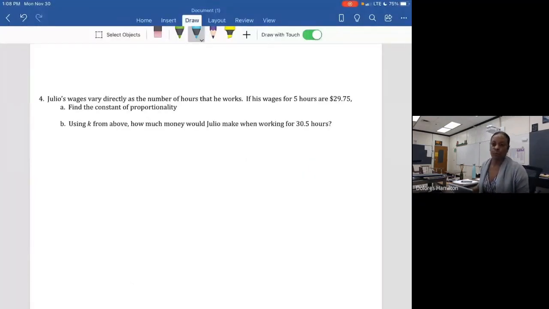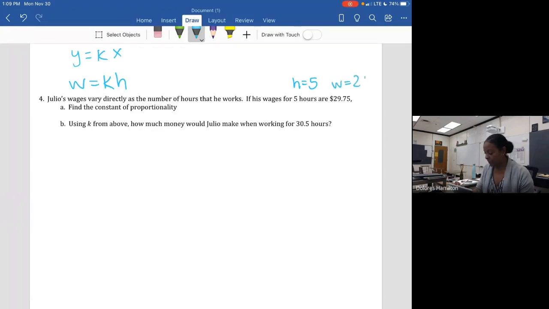So let's look at this word problem. We'll have a couple of these. So we know Julio's wages vary directly as the number of hours that he works. So we know wages varies directly as number of hours. So instead of us using x and y, I'm going to use W for wages, H is my hours. So here they then tell us if his wages for 5 hours, well, that's just another way of saying when my H is 5, his wages are $29.75.